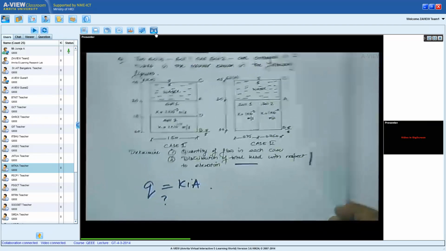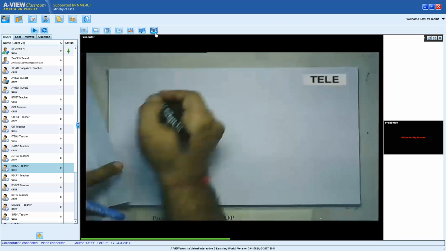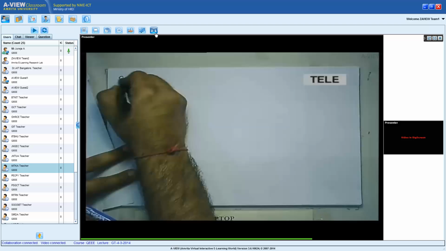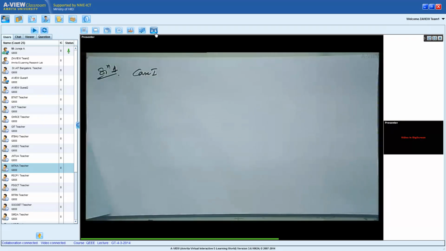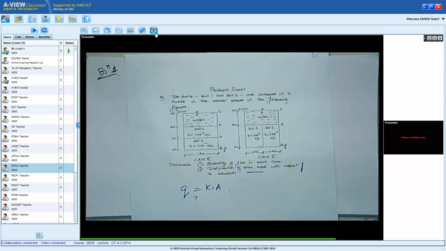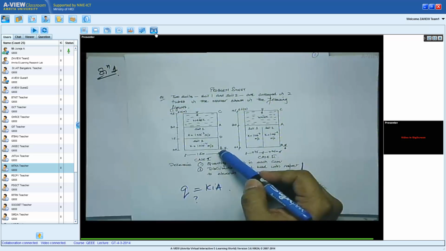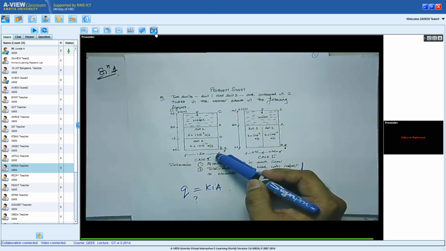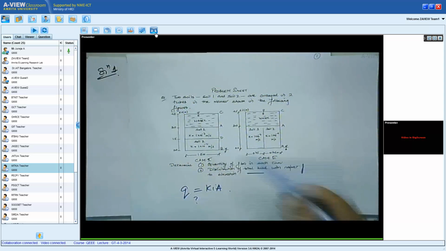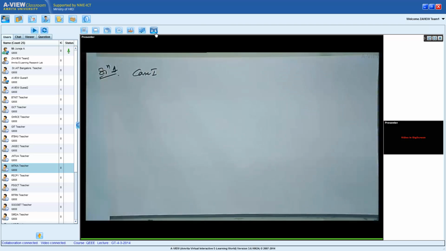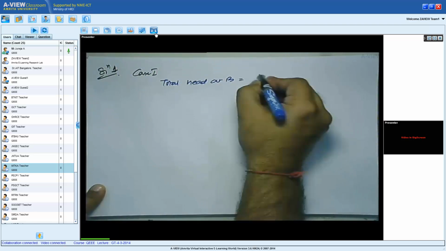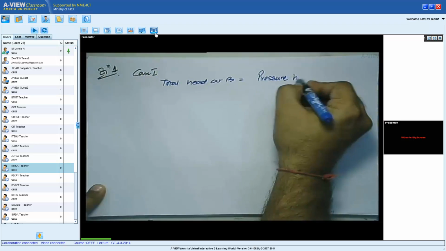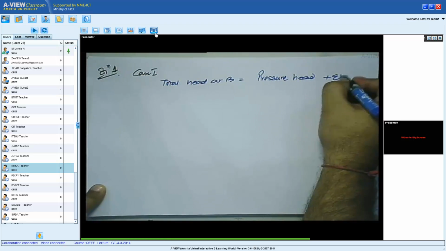Solution, let's call it 1. Case 1. I'm going to bring out this figure. This B, if I take as datum, remember the total head at B would be the sum of pressure head plus the elevation head. So total head at B is pressure head plus the elevation head.